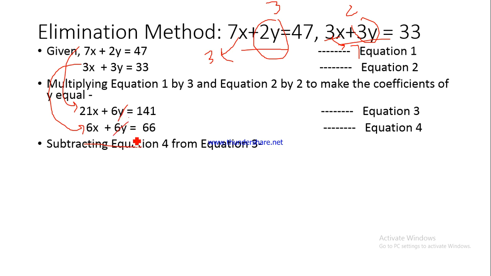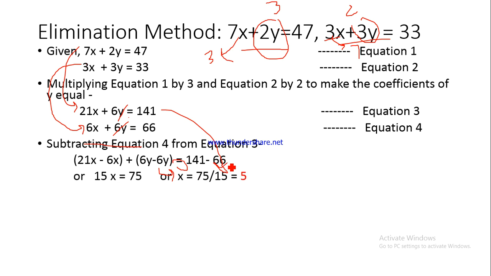and 6y getting cancelled. How? See, have a look here, 21x minus 6x plus 6y minus 6y, so it becomes 0, and that is why we are saying that y has now been eliminated. 15x is equal to the same operation on the right hand side also, 141 minus 66, and then you can easily find out the value of x equal to 5.